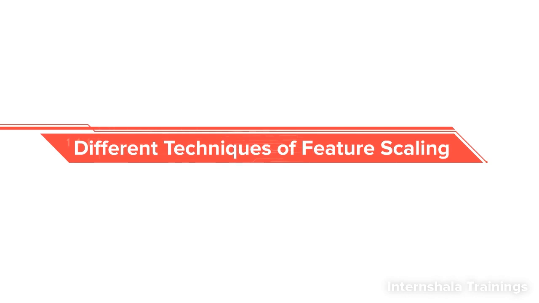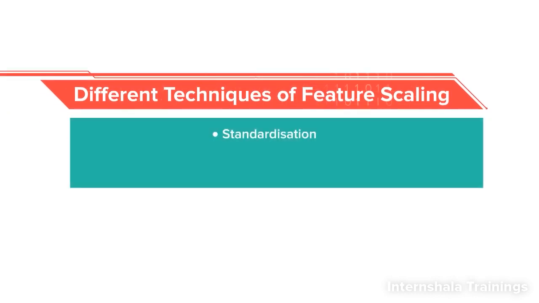There are different techniques which we can use for scaling our feature variables. Some of the most common methods are standardization, min-max scaling, and normalization. Let's talk about them one by one.